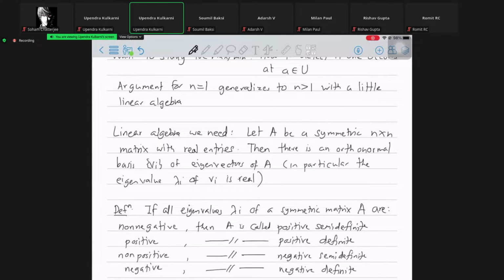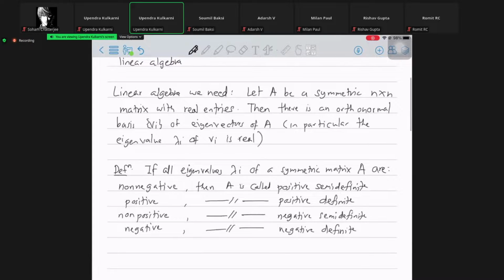So note in particular that a symmetric matrix does not have to belong to any one of these categories, because we are saying that all eigenvalues must be uniformly of the same type. So it could happen that something is positive and something is negative. That is, there is a positive eigenvalue and a negative eigenvalue, in which case the matrix will not belong to any one of these types.